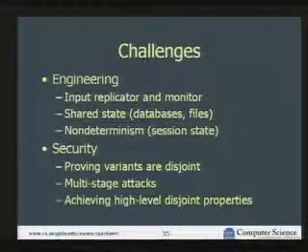The other question this poses is, how do we actually get the security properties we want? We'd like some way of proving that we have two variants that are disjoint against some class of attack. This is more complicated than it sounds. One of the things we have to think about is multi-stage attacks.